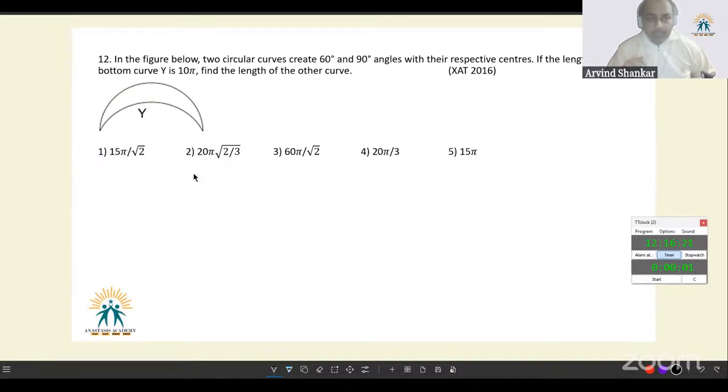In the figure below, two circular curves create 60° and 90° angles with their respective centers. If the length of the bottom curve is 10 pi, this is 10 pi. Find the length of the other curve. I need the length of this curve.